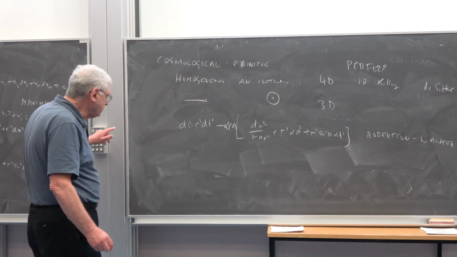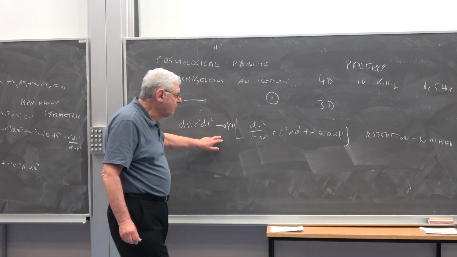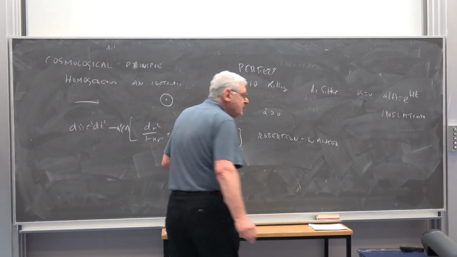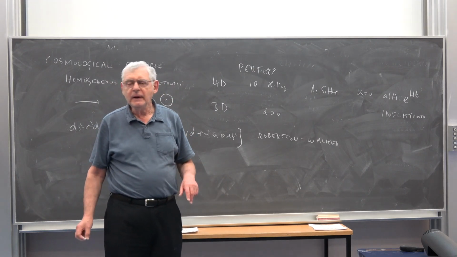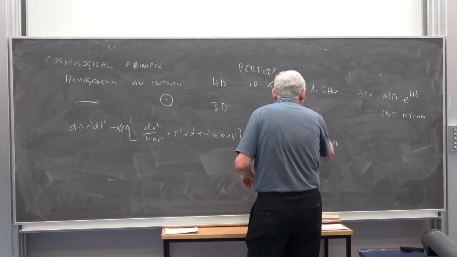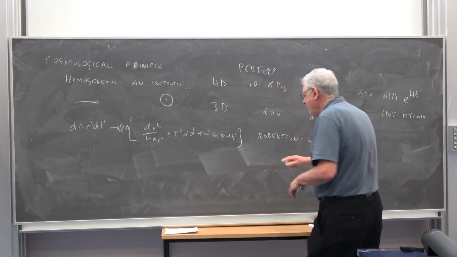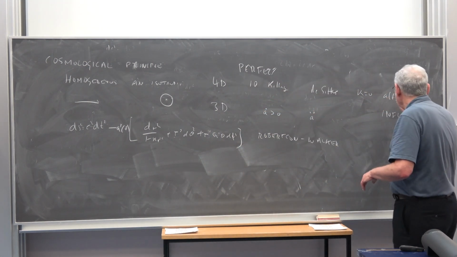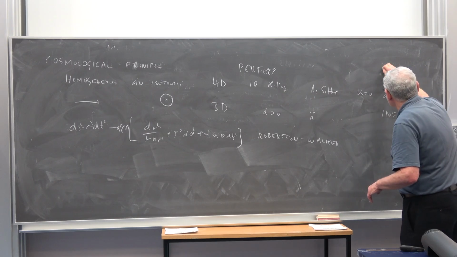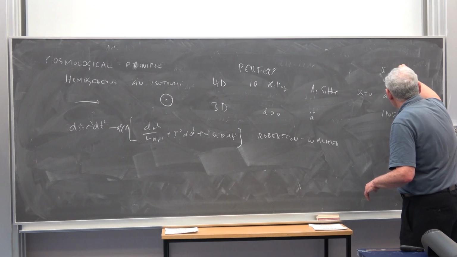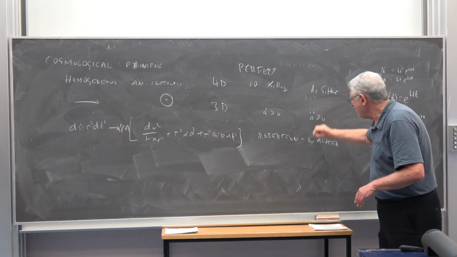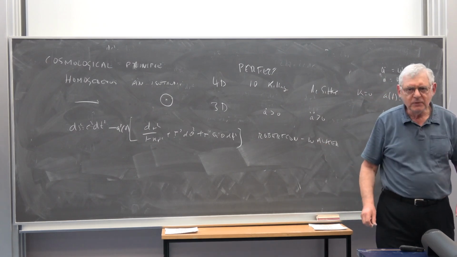Now, A of t, from what we can see, is that A dot is positive. That seems to be what we measure. A double dot, well, if A is e to the ht, A dot is h, e to the ht, and A double dot is h squared, e to the ht. And so A double dot would also be positive, which means the universe is accelerating.